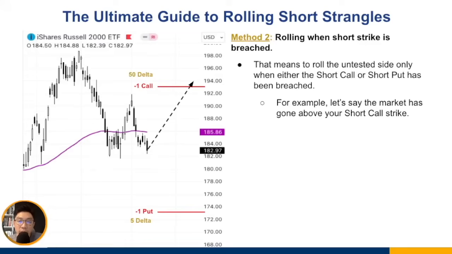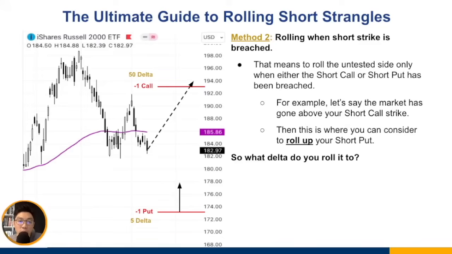So let's say, for example, the market has gone above your short call strike. So this is where you can consider to roll up your short put. So again, which delta do you roll it to? At this point in time, when the market has already reached the short call strike, it's roughly around 50 deltas, right? So this is considered at the money options. So your short put most likely will be in the single digit, right? If you start off with something around 16 delta, because the market has really moved quite a bit already.